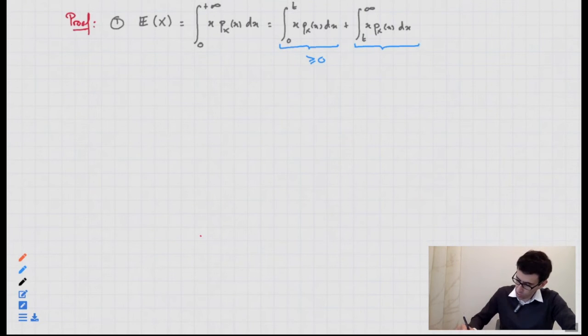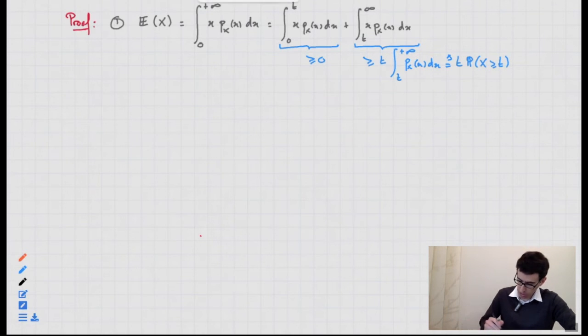Now for that second term here, again, I don't exactly know what it is. I don't know what p_X is, it's quite general. But I know that in that integral, x is greater than t, because my range of integration is from t to infinity. And so without loss of generality, I can always lower bound x by t and take it out of the integral to get t times the integral from t to plus infinity of p_X(x) dx. But by definition, this is just t times the probability that X is greater than t.